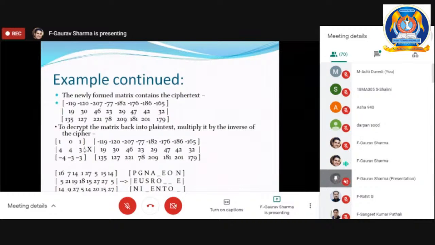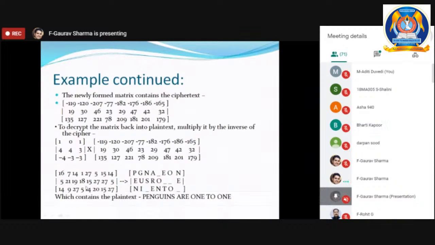So again, I will multiply this matrix with the inverse of that cipher matrix. So this is the inverse matrix of the cipher matrix, and I will again get the same original matrix. So that will be read by our software as whatever the message was. So: penguins. Now you can read it in a vertical way. PENGUIN. Penguin. Penguins. Space, R, space, 1, space, 2, space, 1, space.